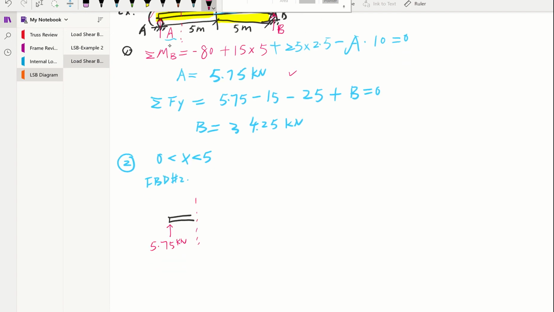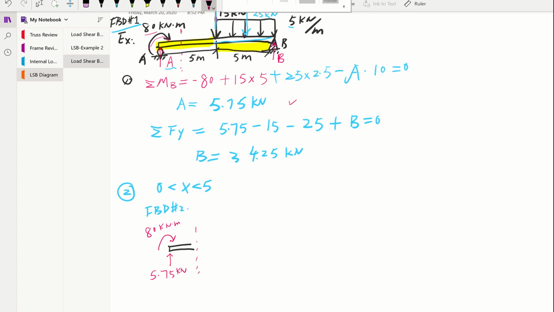Then we also have an external bending moment, 80 kilonewton meter. Then we come up to this section where we cut. We'll have this normal force to make tension positive, and to make this part of the section rotate clockwise, this V is going to be going downward, and to make a smile bending, M goes this way.